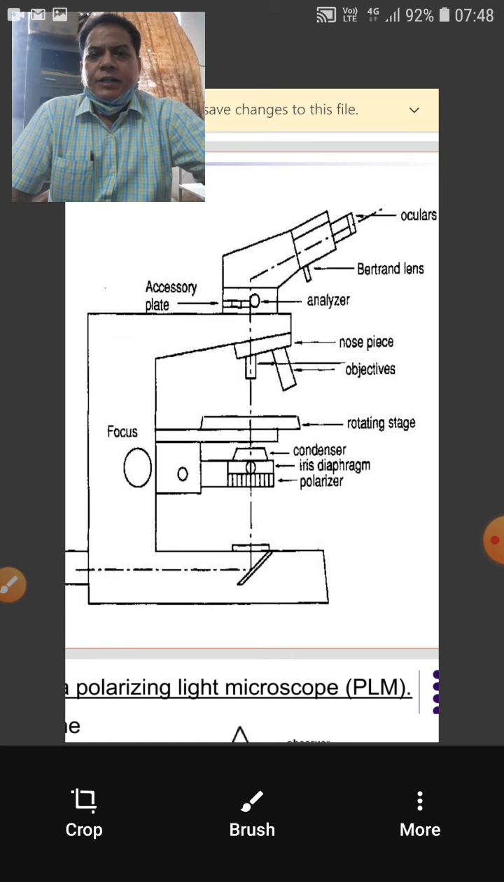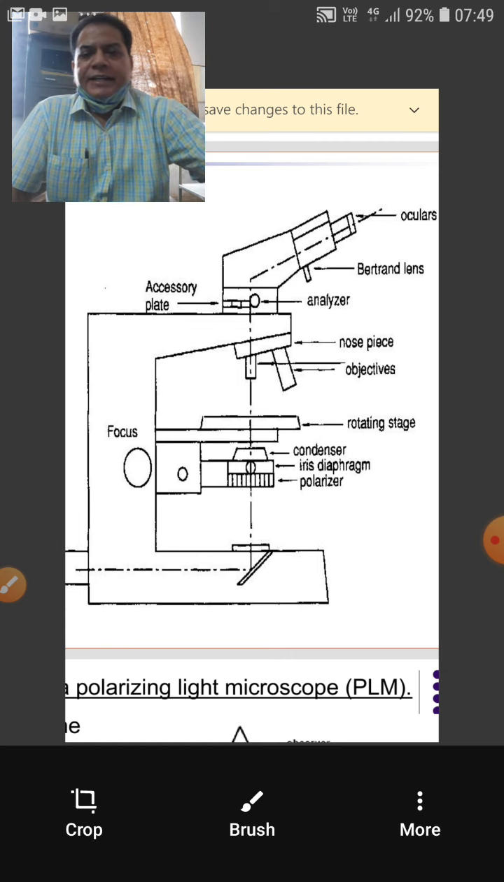Again, in geology there are two types of microscope. One is your petrological or polarizing microscope, in which we study rock forming minerals in transmitted light, whereas the other microscope is your ore microscope, in which we study ore minerals in reflected light. So we are talking of igneous rocks, the identification of igneous rocks. They are studied under your polarizing or petrological microscope in transmitted light.